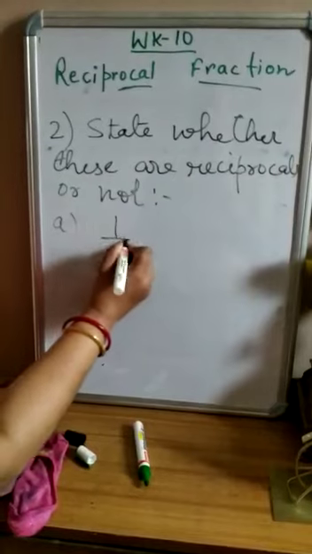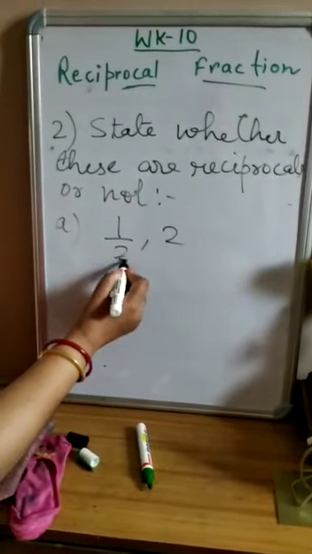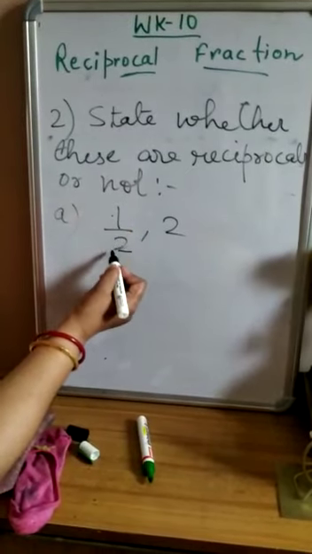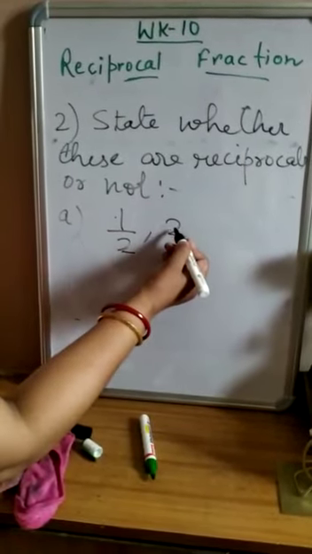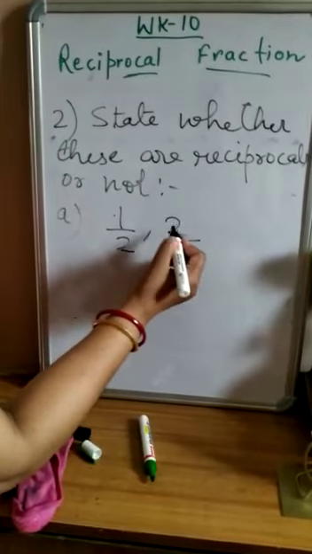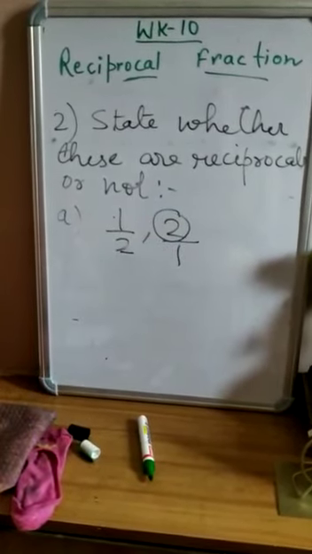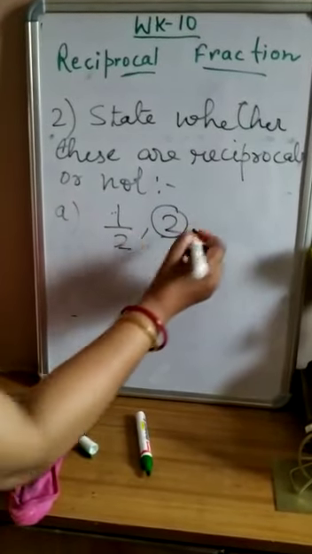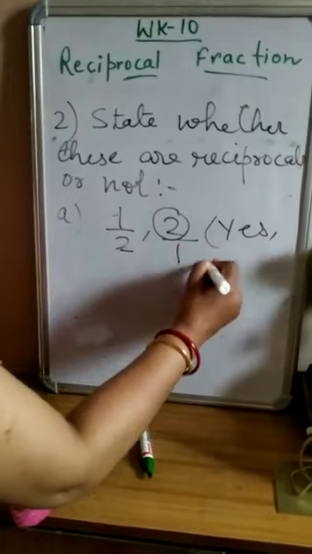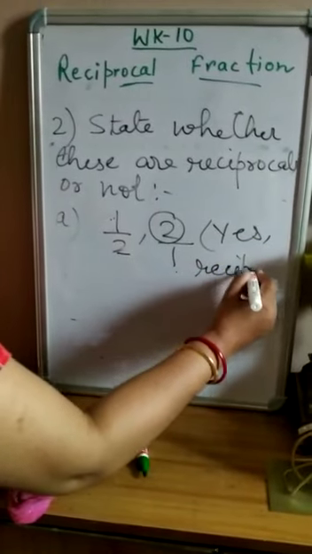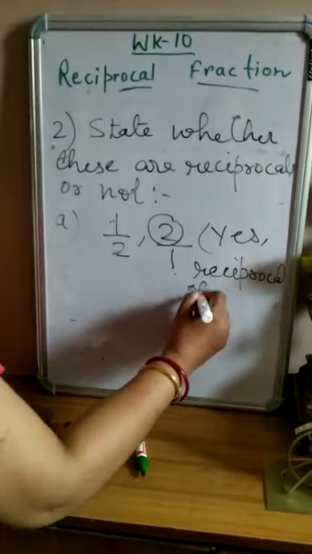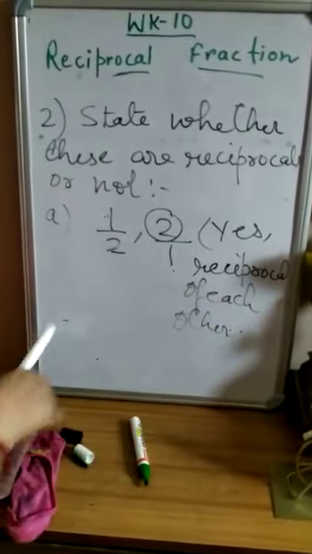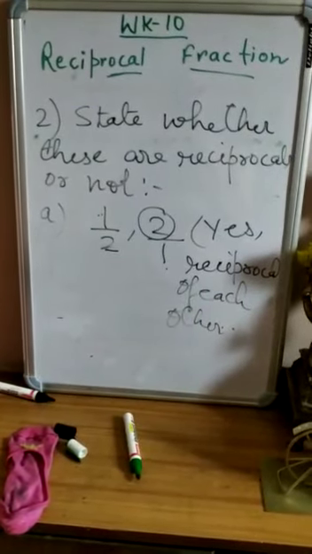Let us take 1 by 2 and 2. Here you see, 1 by 2: 1 is the numerator, 2 is the denominator. Opposite, 2 is the numerator, and as you know, this whole number can be written as 2 by 1. So here 1 becomes the denominator. Yes, they are reciprocals of each other. In this way you have to find out whether the pair of fractions are reciprocal to each other or not.